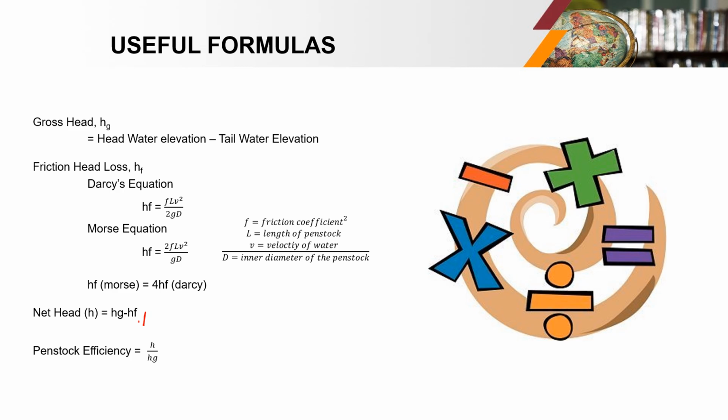Then we have the penstock efficiency. Alin ba yung penstock efficiency? So that is the net head over the gross head. Ibig sabihin, kung ilan yung na-harness natin or ilan yung available head compared dun sa gross head. So that will be the penstock efficiency. Ibig sabihin, if the penstock efficiency is low, marami tayong frictional head loss. But if it's high, kukunti lang yung frictional head loss natin.